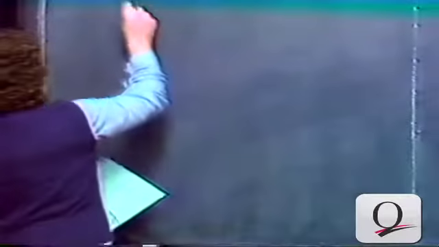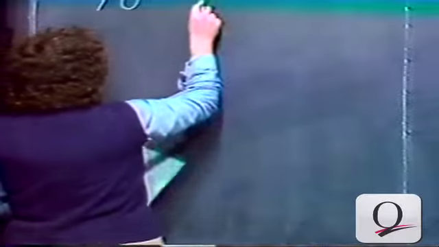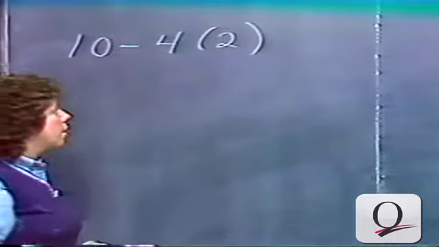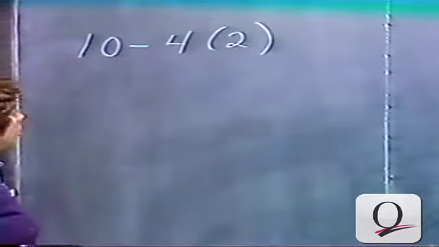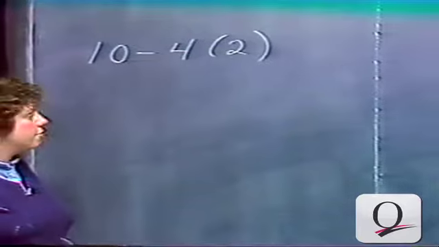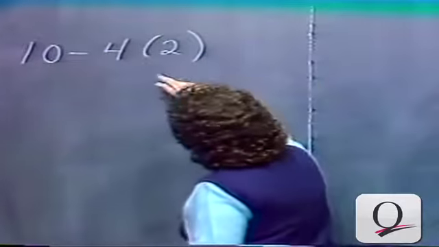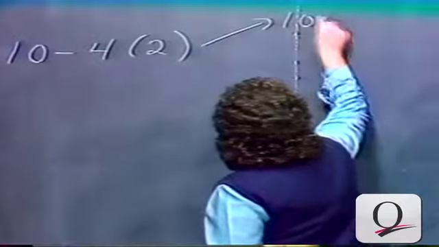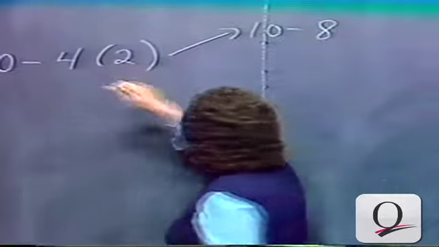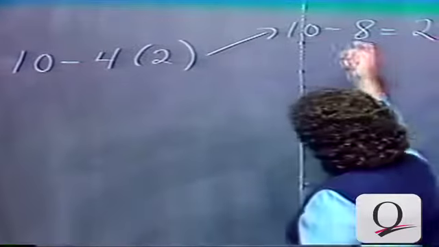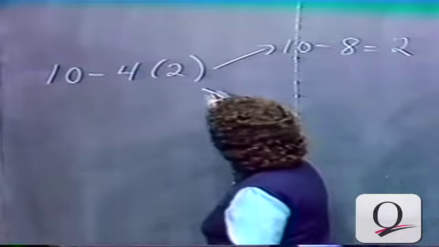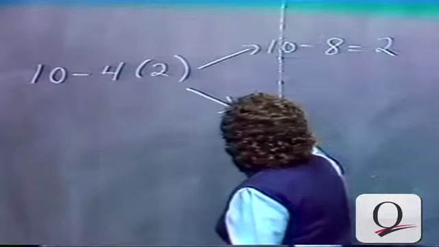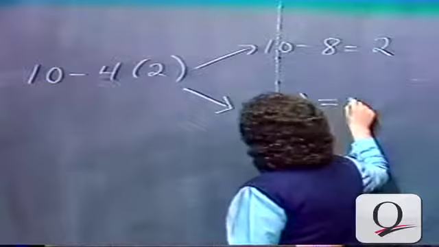Let's start with the following example, 10 minus 4 times 2. Now, if you had never studied the idea of order of operations, and you were faced with this problem, two people doing the problem might get two different answers. Somebody might say, well, this is equal to 10 minus 8, because 4 times 2 is 8, and 10 minus 8 is 2. On the other hand, somebody else might say, well, isn't 10 minus 4 6? And why can't we multiply the 6 times the 2 and get 12?